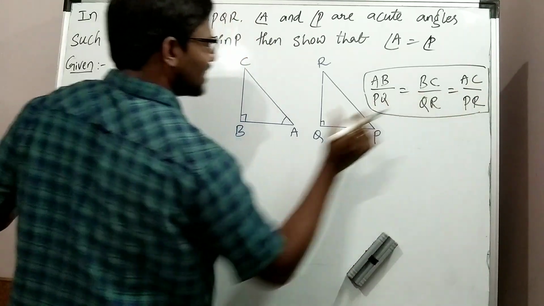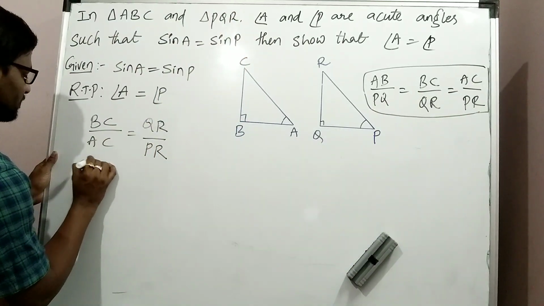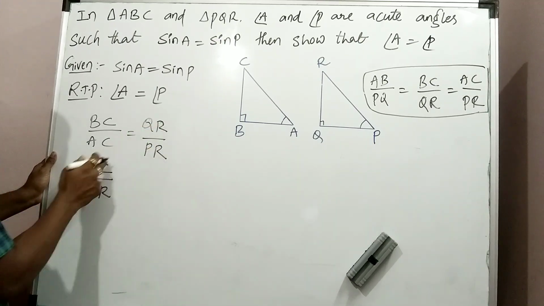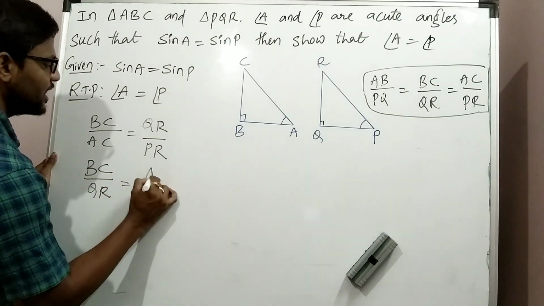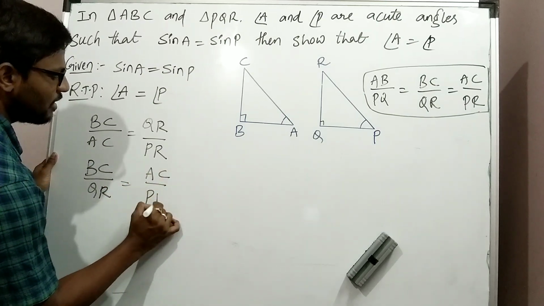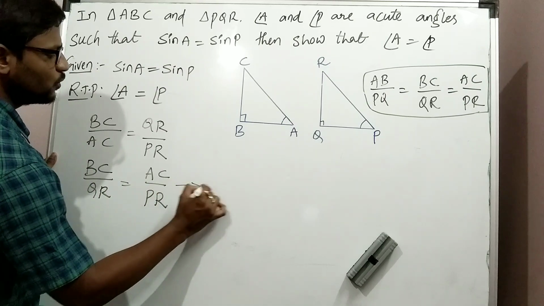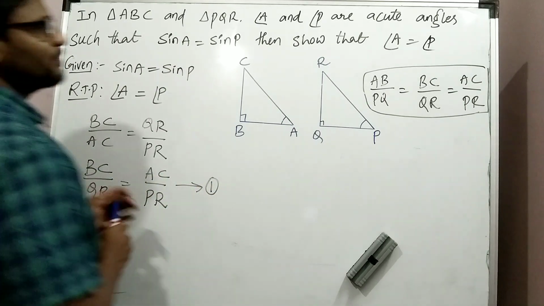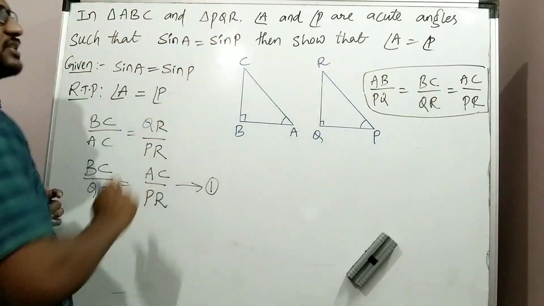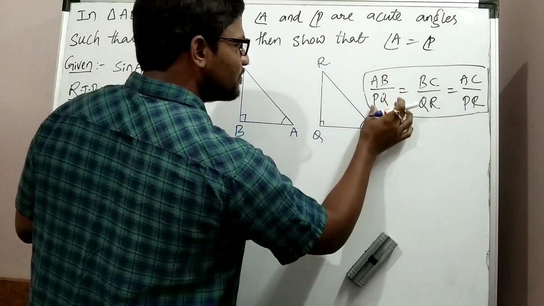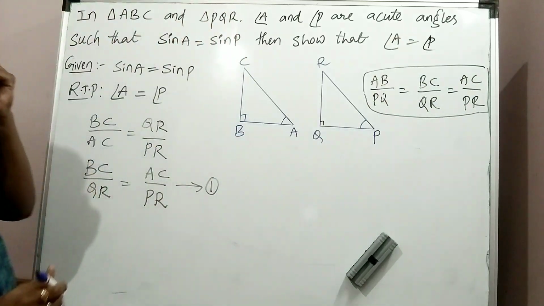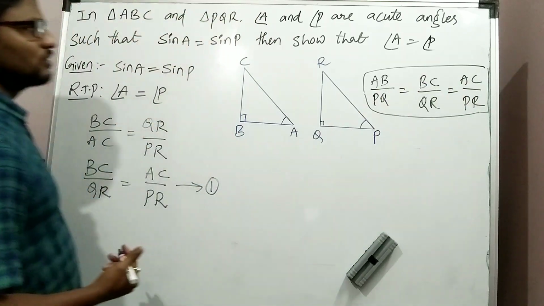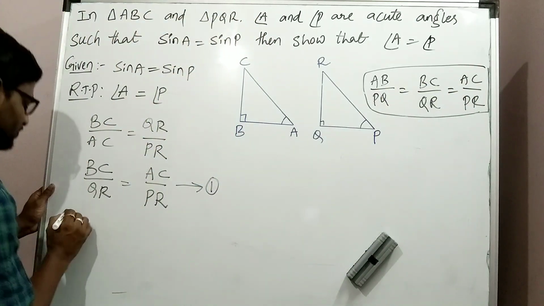To get this, I am rewriting by cross multiplication: BC by QR, bringing this side, and AC by PR. We got two ratios equal, that is, BC by QR equals AC by PR. To prove these three ratios are equal, we have to prove AB by PQ is also equal to this. So to prove AB by PQ equals these two ratios, I am considering AB by PQ first.